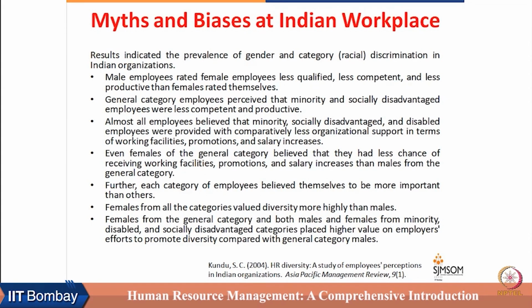General category employees perceived that minority and socially disadvantaged employees were less competent and less productive. Almost all employees believed that minority, socially disadvantaged and disabled employees were provided comparatively less organizational support in terms of working facilities, promotions and salary increases. Even females of the general category believed that they had less chance of receiving working facilities, promotions and salary increases than males from the general category.